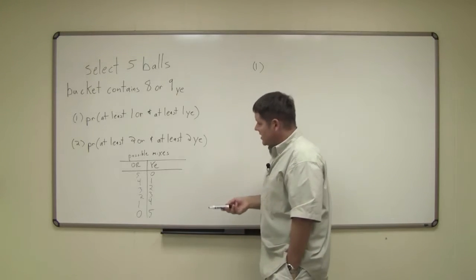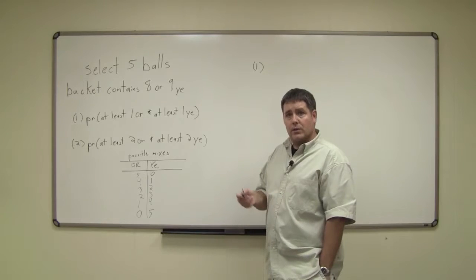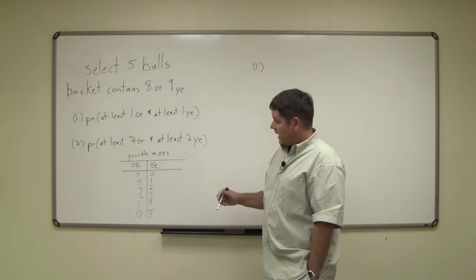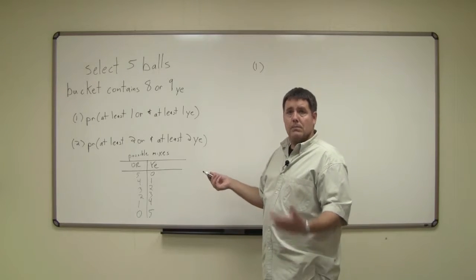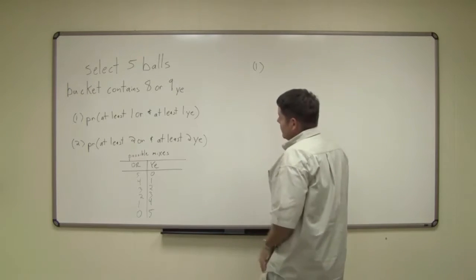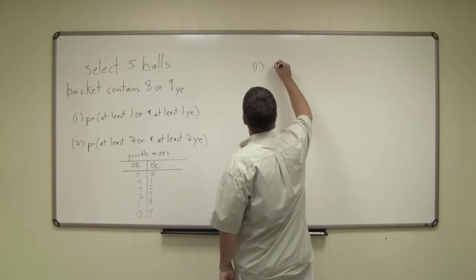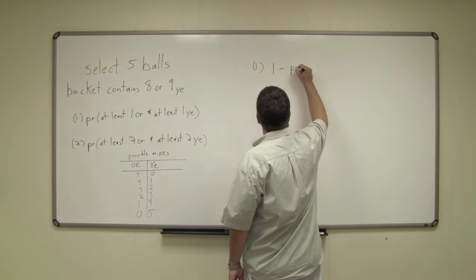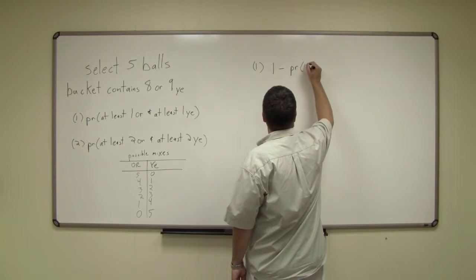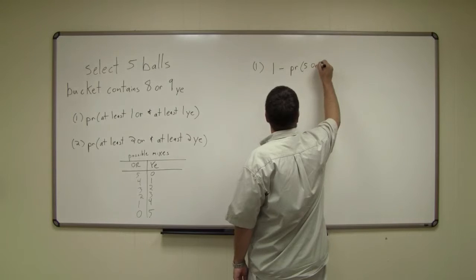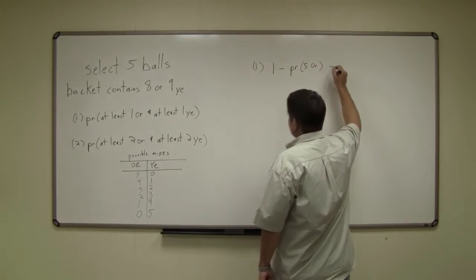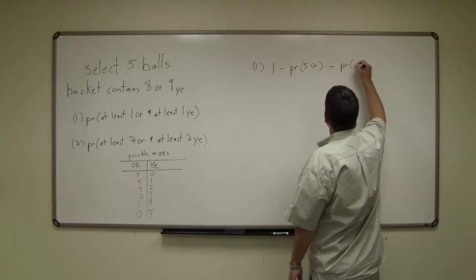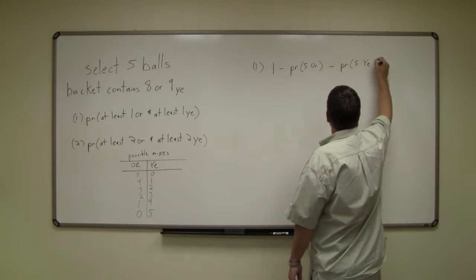So in essence then, we have a choice, which is, do we want to do 4 different computations, or do we only want to do 2? And the answer is 2, simply because it would be a much quicker way to go. So for problem number 1, we're going to take 1 minus the probability of getting 5 orange. And then we're also going to take away this thing down here, which is the probability of getting 5 yellow.